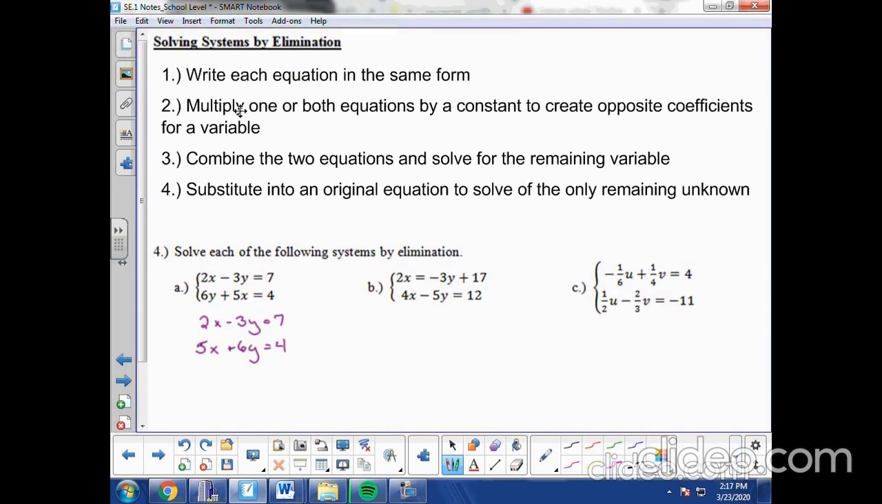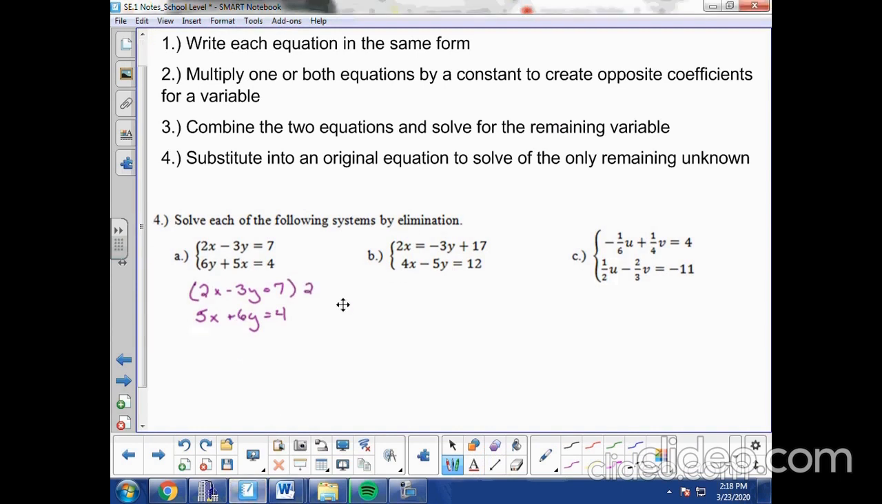Now the second says multiply one or both equations by a constant, just a number, to create opposite coefficients for a variable. So what I want is in front of the x or the y, I want one of those to have a positive number and the other to have a negative number between the two different equations. So if I look here, I'm going to look at the y's. So this is a negative 3y and this is a positive 6y. How could I make one of those numbers the same with one being positive and one being negative? If you said multiply the second equation by 2, then you'd be correct.